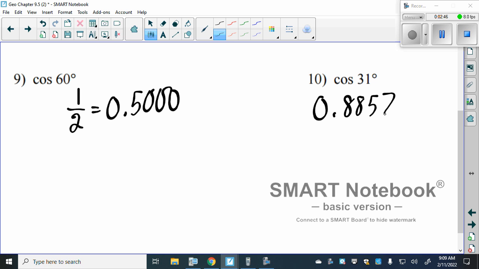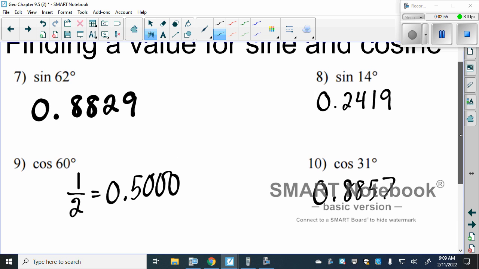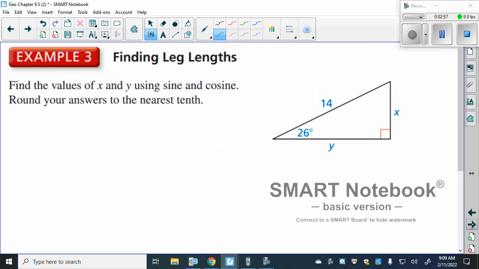And really what we're doing for this here is showing that each one of these do have a specific value. They actually have a number associated with them. And we can use this in solving for missing sides of a triangle. Using sine and cosine, we can solve for the missing side lengths of a triangle.